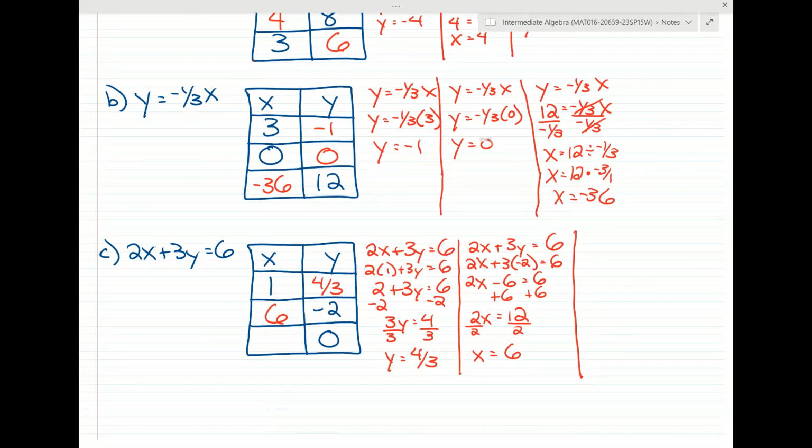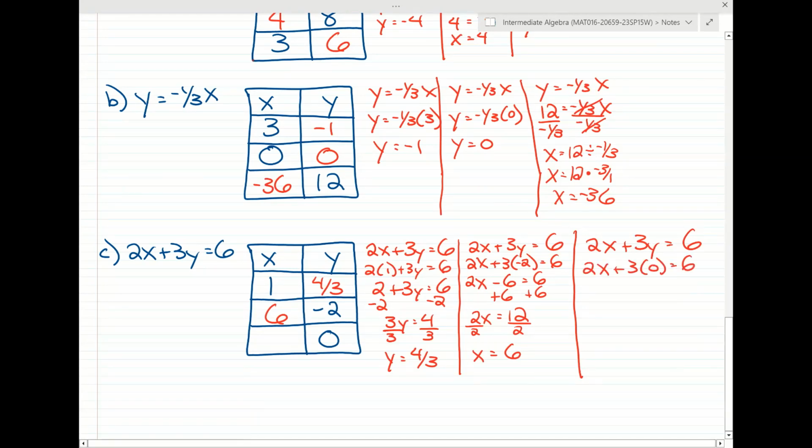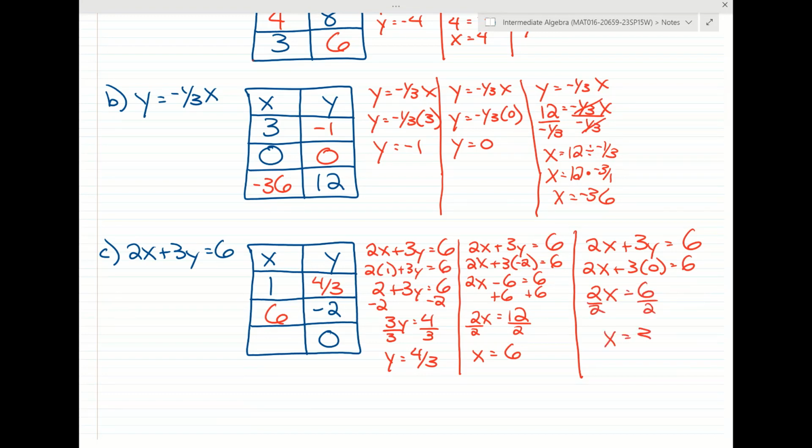And the last one we have is when y is 0. So 2x plus 3y equals 6. Plug in 0 for y. We just get 2x is 6. We divide by 2. X would be 3. That would be that.